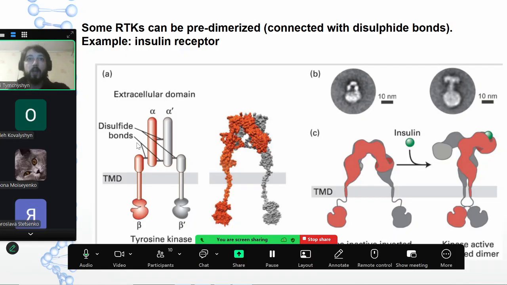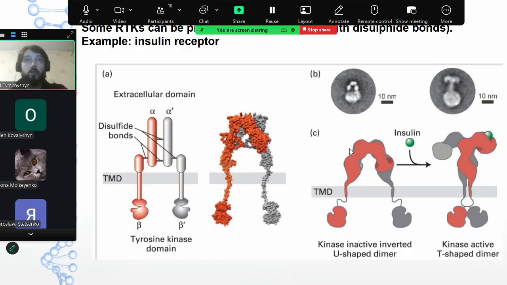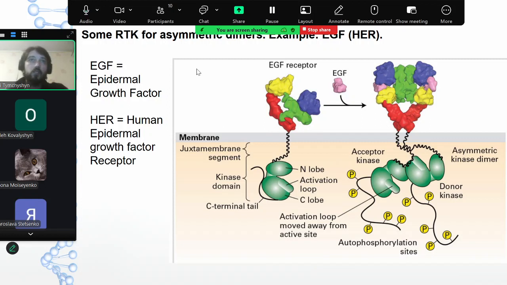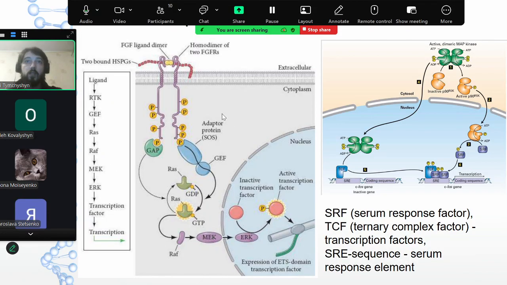The insulin receptor has disulfide bonds, so it is pre-dimerized, but the rest of the mechanism works pretty similarly. I just should tell you about that receptor because it's really often used in different books on biochemistry, so you will probably meet it. Here is one more nice picture of how that looks. Here you have the N lobe, activation loop, and C lobe, and here you see what happens. They dimerize and they phosphorylate each other.